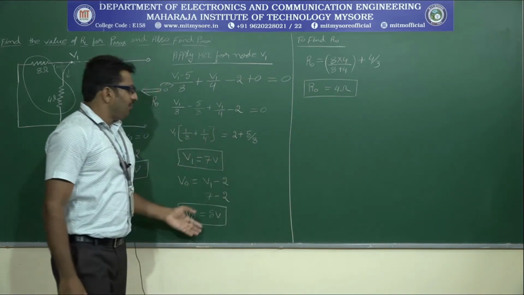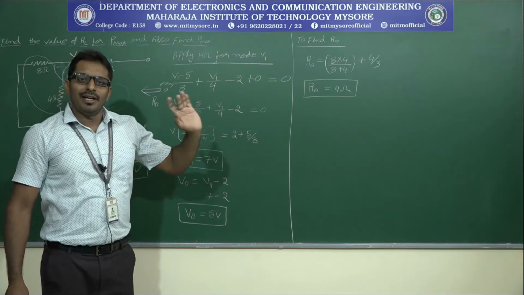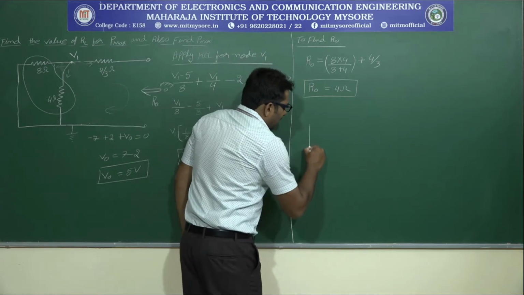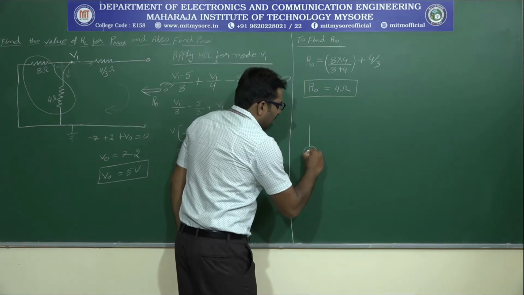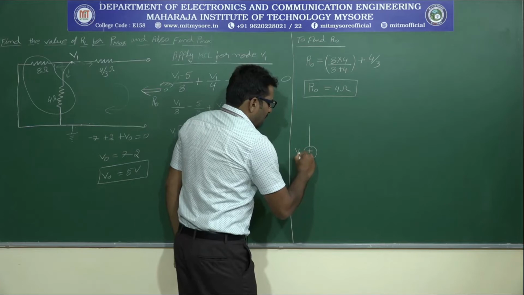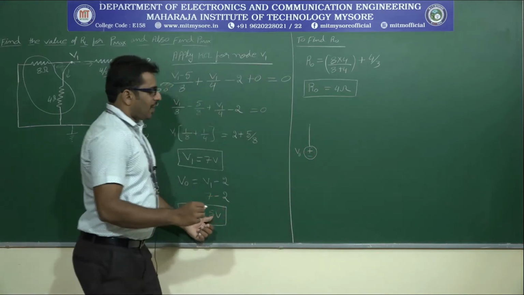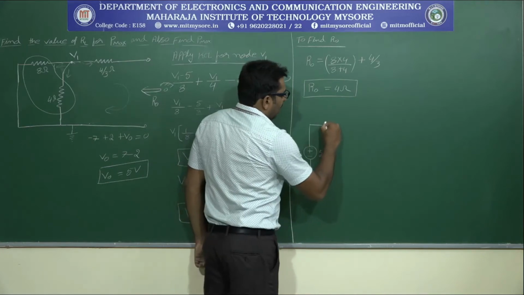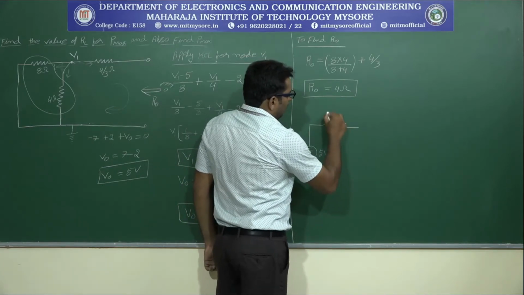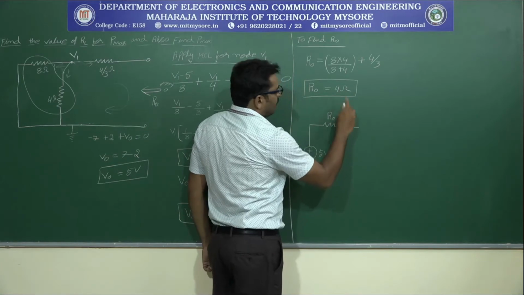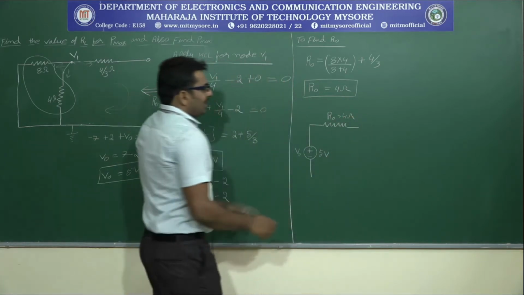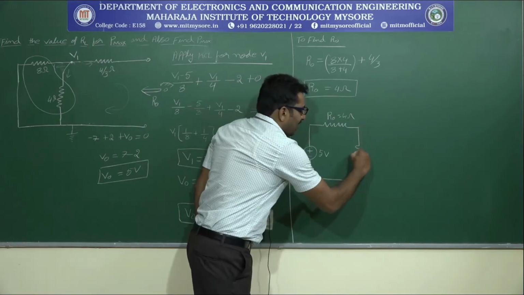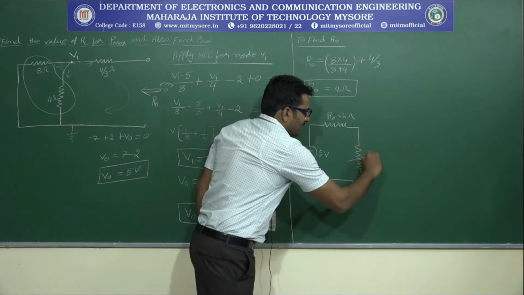Next, by knowing V naught and R naught, we can write Thevenin's equivalent circuit, right? So, what does the Thevenin's equivalent circuit consist of? Minus to plus V naught, right? How much? V naught is equal to 5 volts. Next, then connected in series with R naught. R naught is equal to 4 ohms. This Thevenin's equivalent circuit is connected across variable resistance.